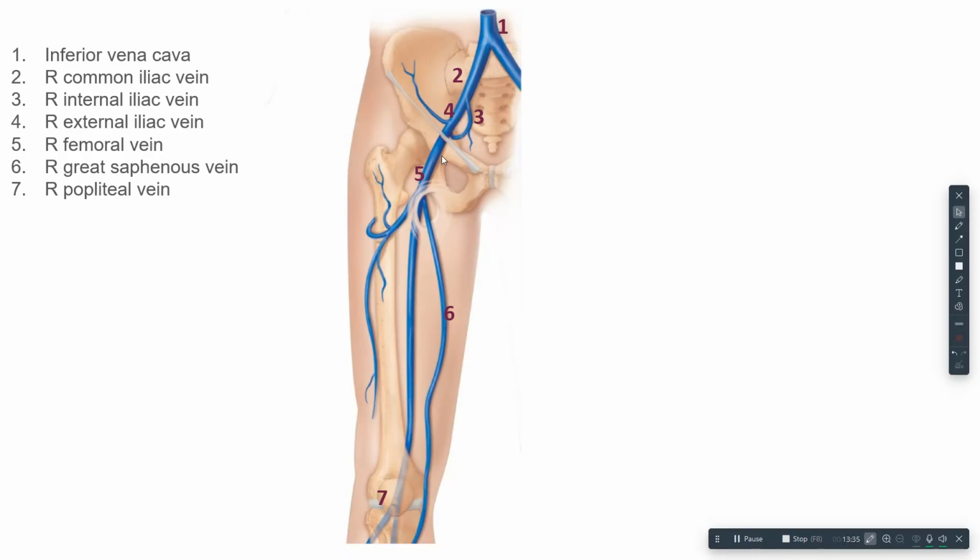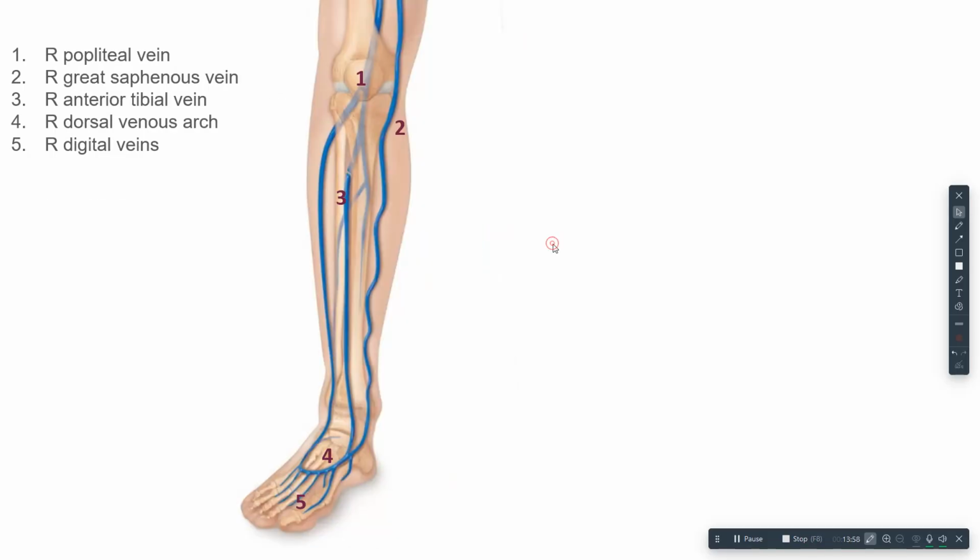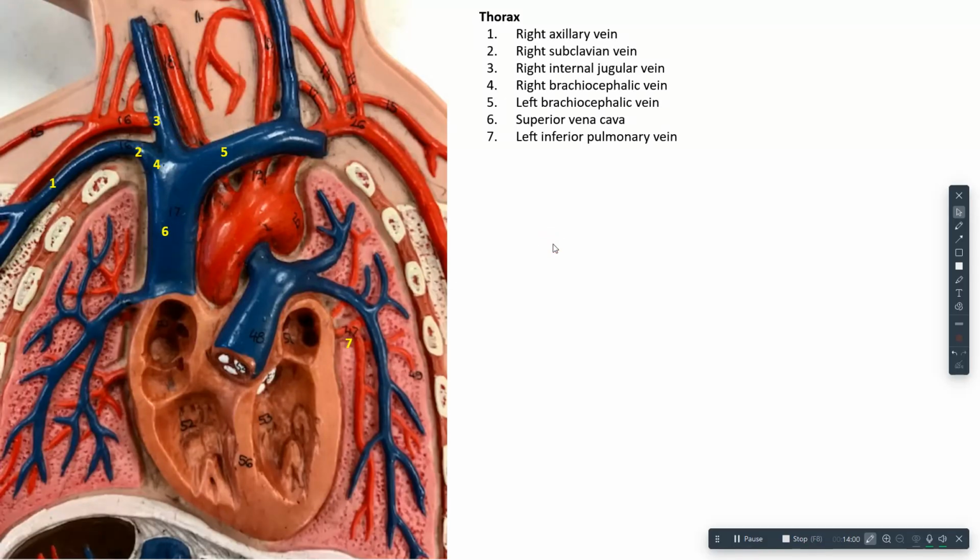Femoral vein leaves the thigh, goes into the pelvis, and we got the external iliac vein, number 4 right there, joining with the internal iliac vein. Once those two have united, we get a common iliac vein. And when the two common iliac veins on both sides join up, we get an inferior vena cava. All right, so we knocked out those leg veins.